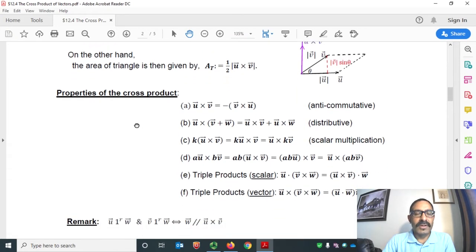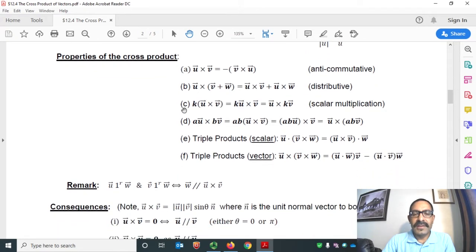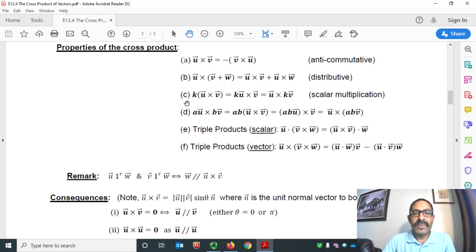Next, let's talk about properties of the cross product. The cross product is anti-commutative, so if we switch the positions of the vectors, then we have a minus sign. The cross product is distributive over vector sum. Property C: k is a scalar, k times u cross v equals k u cross v, or u cross k v. So we are only multiplying one of the vectors by this scalar.